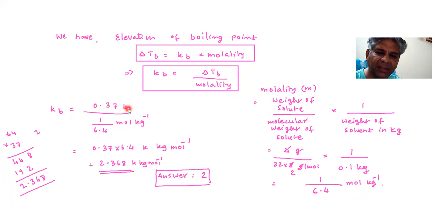And here it is 0.37 K. So the elevation of boiling point is 0.37 by 1 by 6.4. Now that turns out to be 0.37 into 6.4. You can multiply very easily even without a calculator. So 2.368 Kelvin kg per mole. So answer 2. So this is also a very simple question.